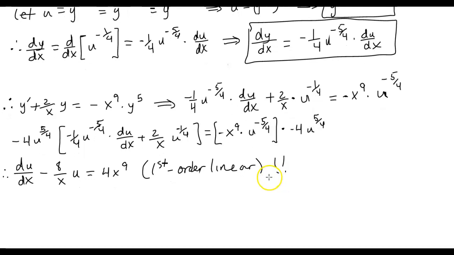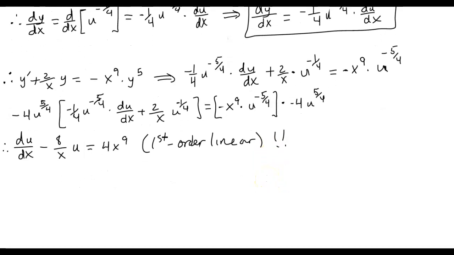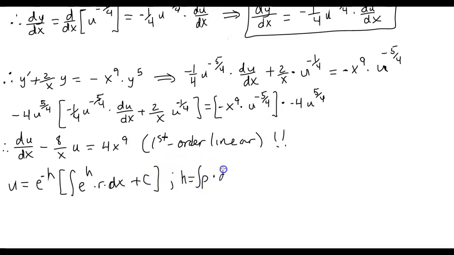So now that we have that, and we see that our equation is written in terms of u, then we just solve for u. So this would be e raised to the minus h integral e raised to the h times r times dx plus c, where h is integral of p dx. And of course, here again, we see that our p is a negative 8 over x. Our r is 4x raised to the 9. And I'll just go ahead here and figure out what h is.